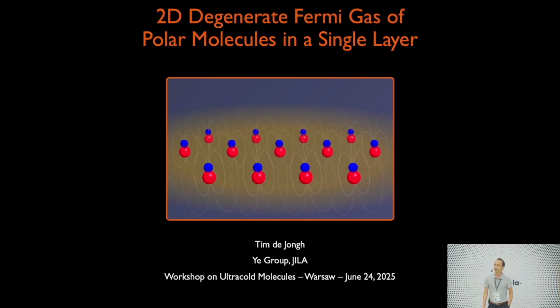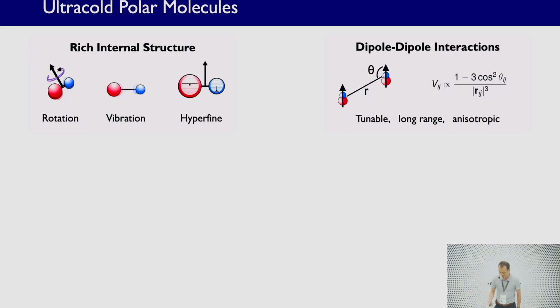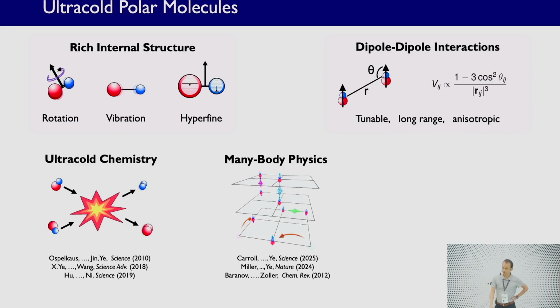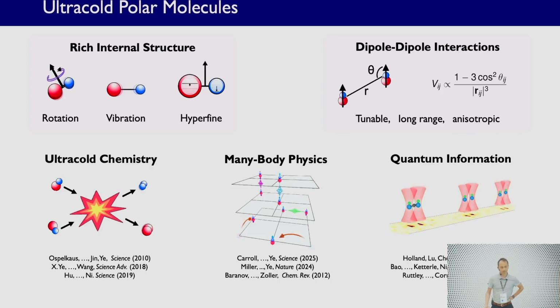And today I'll be telling you about our progress towards a 2D degenerate Fermi gas of polar molecules in a single layer. So I think we'll see many variations of this slide during this conference. I don't have to explain to you why molecules are interesting because of their rich internal structure and dipole-dipole interactions. And also note that ultracold molecules have been used to study ultracold chemistry, many-body physics, and recently also quantum information.